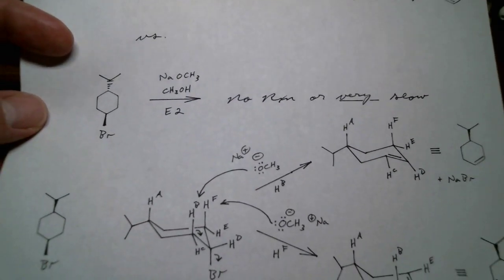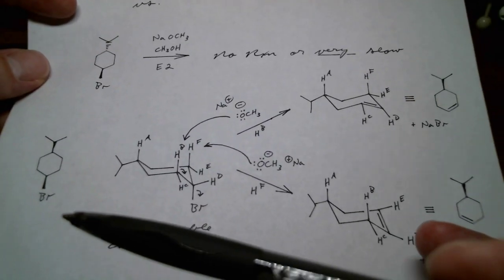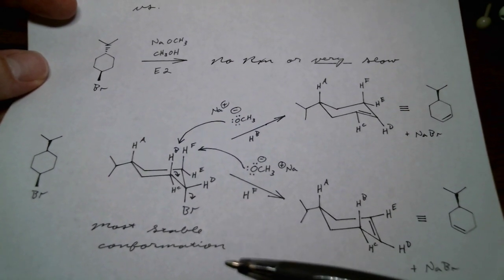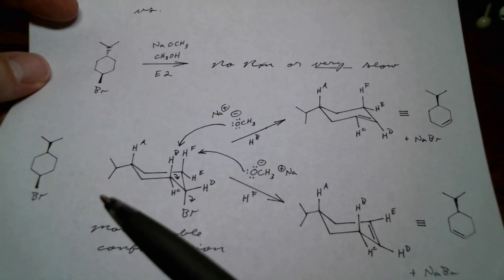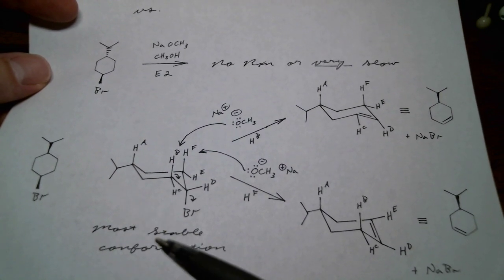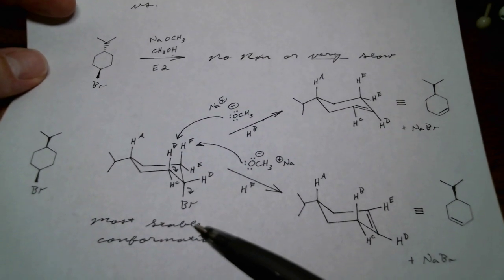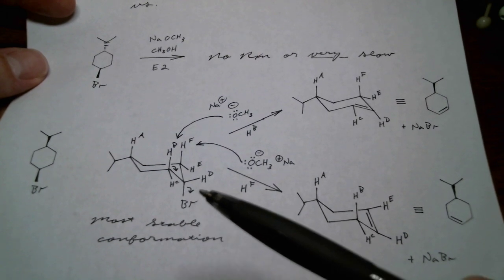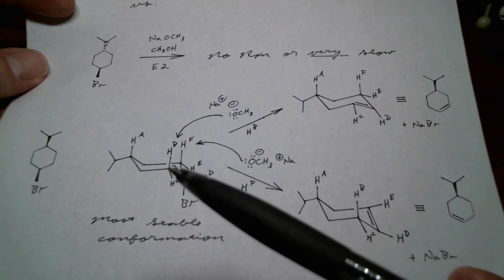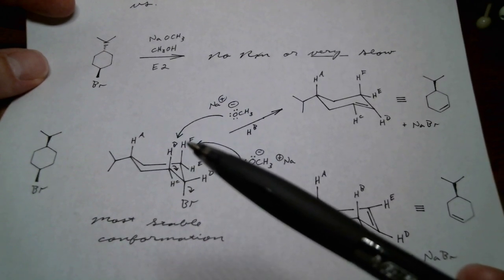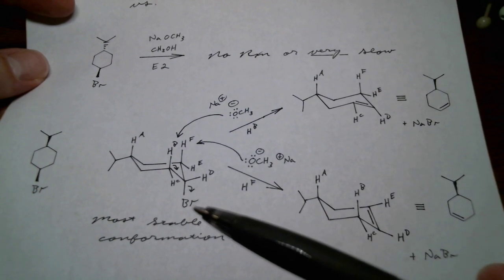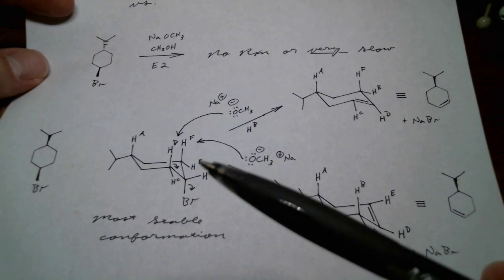Well, let's look at the cis-substituted cyclohexane substrate. In its most stable conformation, the isopropyl group is equatorial and the bromine is axial. It just so happens that if the bromine is axial, on the beta carbons adjacent to it we have hydrogens that are anti in the same plane as our bromine group, and that's what we need for the E2 reaction.